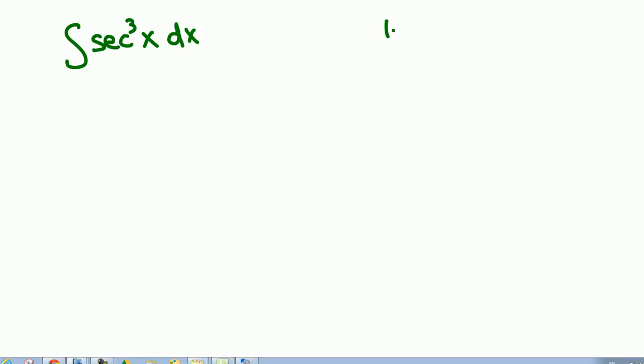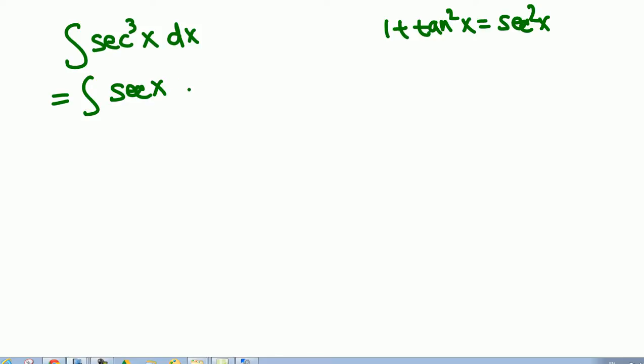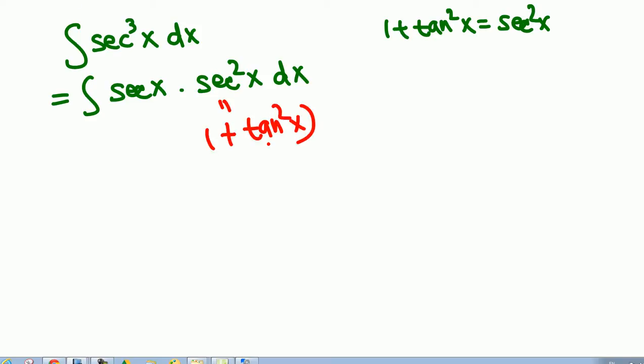So 1 plus tangent squared is secant squared. Let's break secant cubed into secant and secant squared. Secant times secant squared is secant cubed. Now we can replace secant squared by 1 plus tangent squared. But let me write it in this way. This can be written as 1 plus tangent squared and secant x.